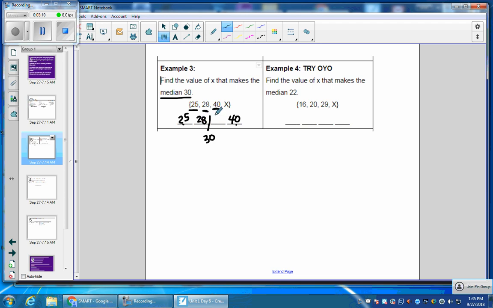So we need to match a number over here that's going to make the median be 30, so that means it has to be the middle. So you want to make a pattern. So to go from 28 to 30, I add 2.